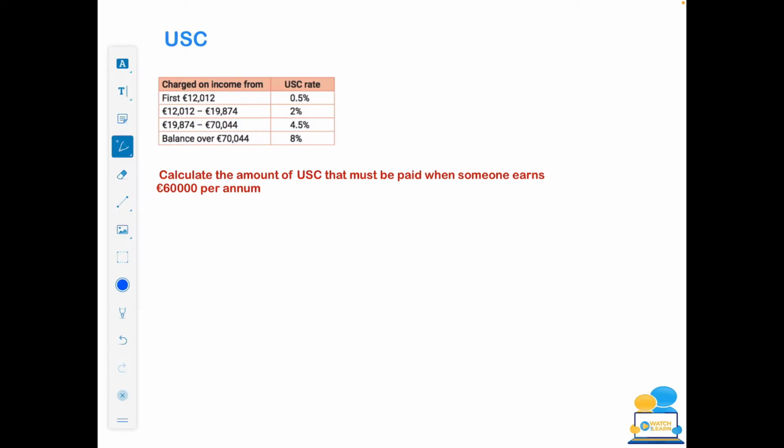Okay, so what I usually do, I go up to my table. That table will be given to you. You don't need to learn off any of these numbers. So we'll go up to our table and I'm like, okay, she's going to have to pay all of this first chunk, because he or she earns more than €12,012. They're also going to have to pay all of that second chunk because they earn more than 19,000. And then they're going to have to pay some of this. So we're not going to have to go all the way up to this number. We just have to go up to the 60,000.